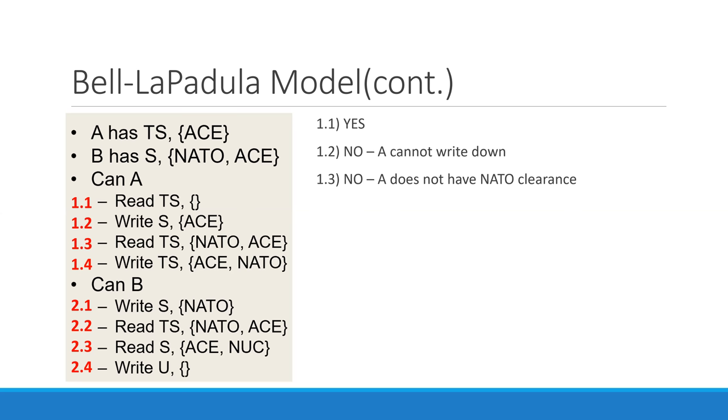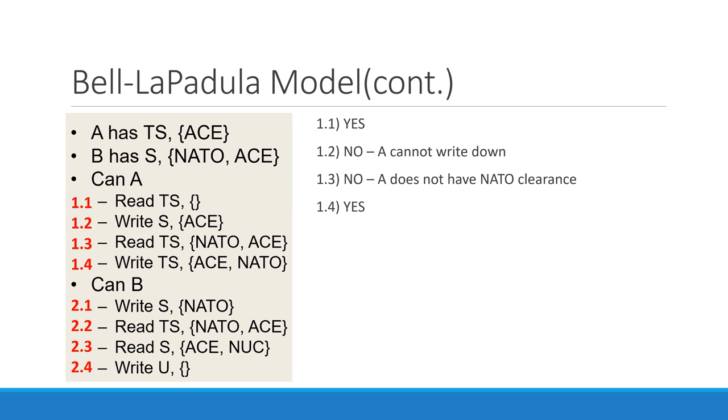No, because we see up at the top that A does not have NATO clearance. And then finally, can A write to a top secret document that requires ACE and NATO clearance? Yes, it can write to that document because it is at the same clearance level as A, so there's no issue with that.